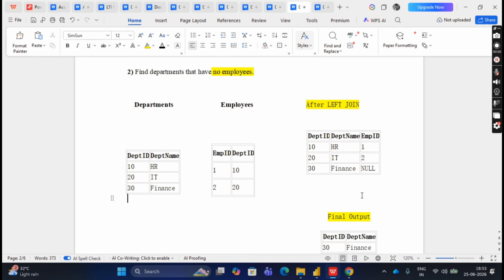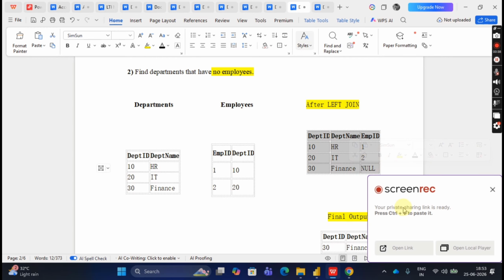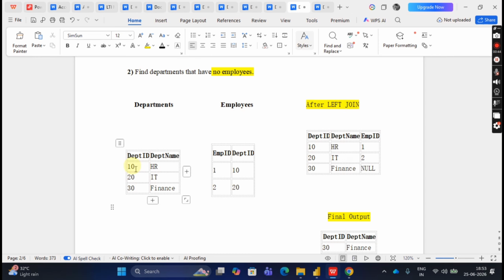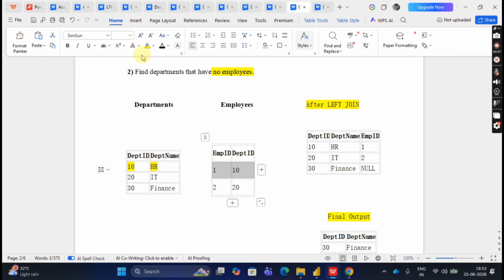Okay, so the resultant data after doing the left join will look like this. Department ID HR: since the department ID is matching with the department ID of employees, we have HR in the resultant table. Department ID 20 is matching with employees department ID 20, so in the resultant we have 20 IT. But department ID 30 is not matching with any of the rows in employees. So for 30 Finance we are getting null.